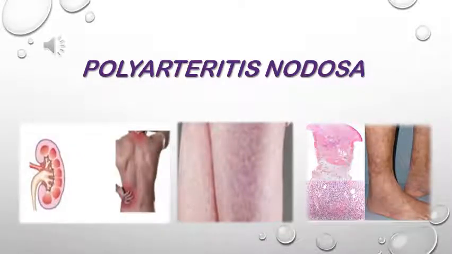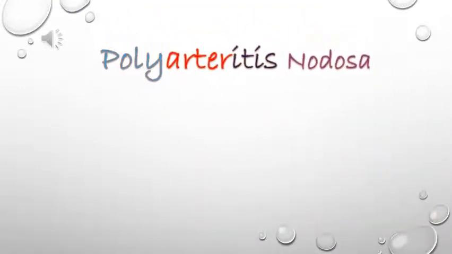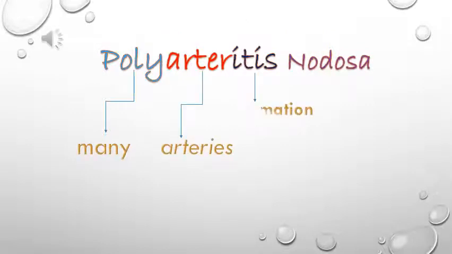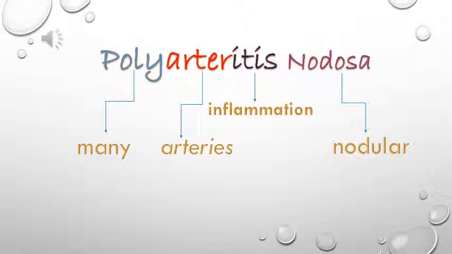Polyarteritis nodosa. This is a medium vessel vasculitis that affects many arteries. If we break it down, poly means many, artery means arteries, itis means inflammation, and it's inflammation just like any vasculitis you see inflammation. Nodosa means nodular. Polyarteritis nodosa: many arteries have inflammation and are nodular.